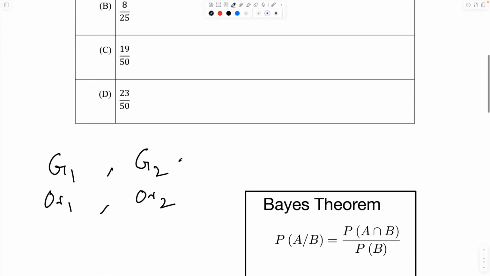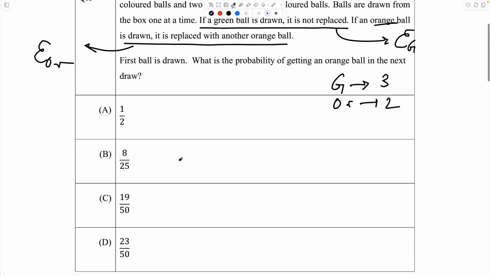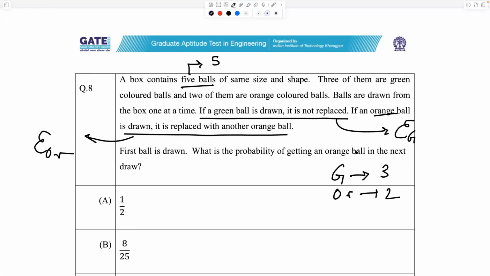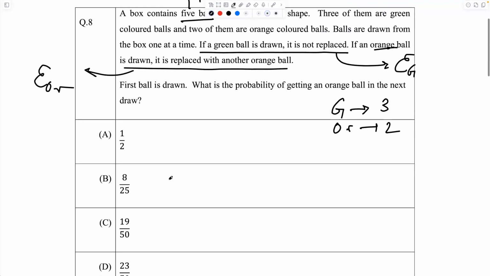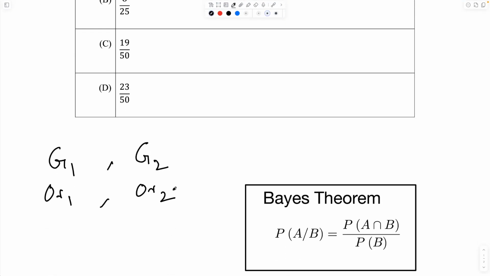And what exactly do they want us to find? They want us to find the probability of getting an orange ball in the next draw. So they want us to find the probability of OR2. But here is the basic funda that they have not mentioned. That is because they have not mentioned it, that's why we have to consider it more holistically.